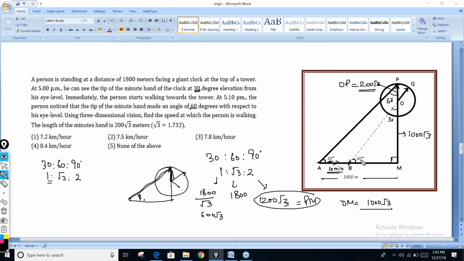Which side is given this time? The side in front of 60 is given. So root 3 denotes 1000 root 3. So 1 will denote 1000. So this distance, BM, will be 1000. The side in front of 30 will be 1000.